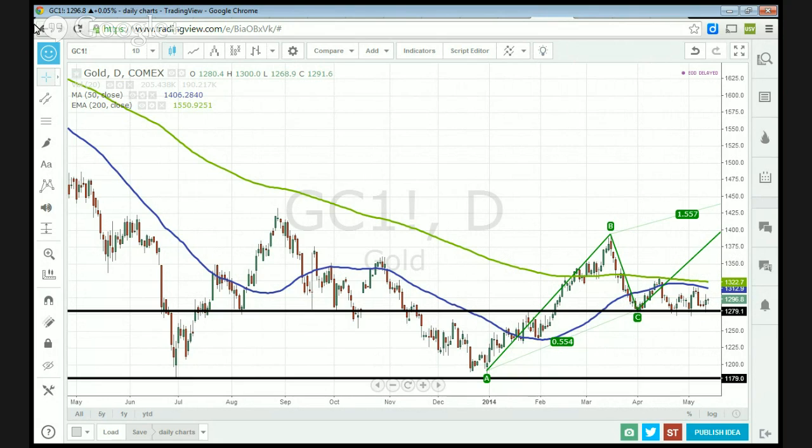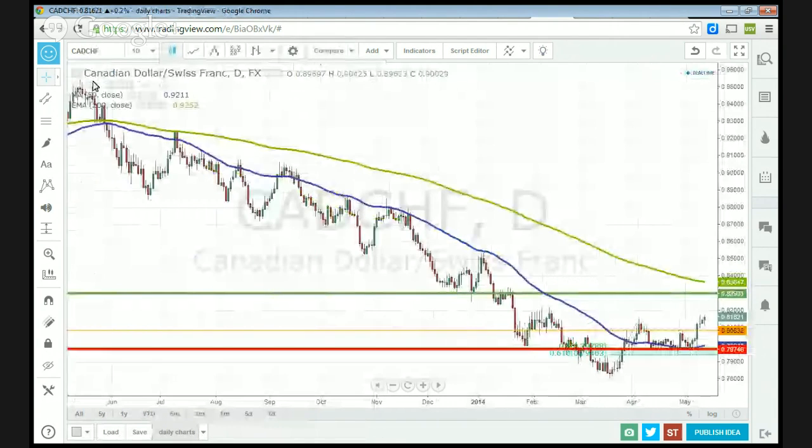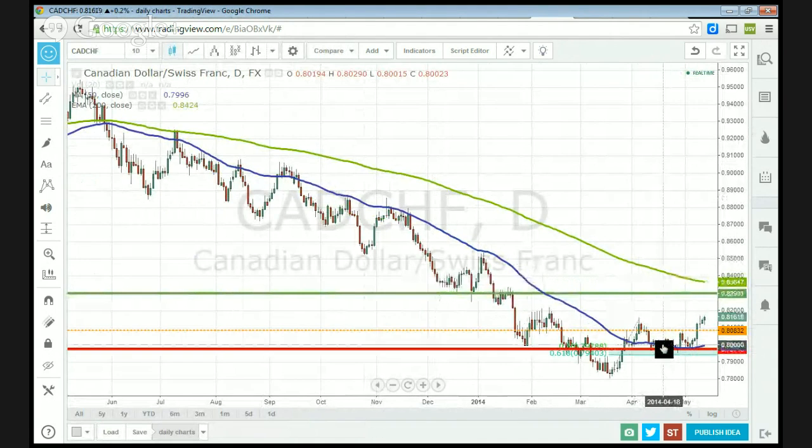Okay, first up is Canada Swiss. Let's go to that. Okay, so far so good on this pair. I had to wait for a month, but I entered this way back in mid-April. A couple days ago, May 8th, we had a big breakout.